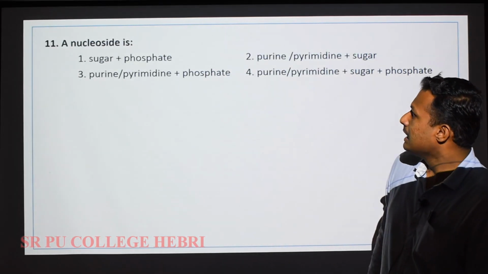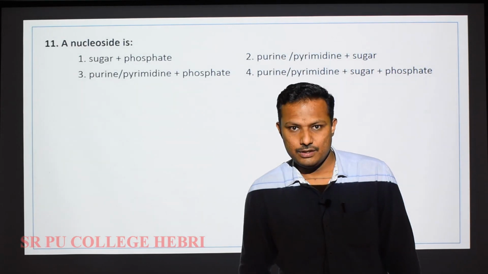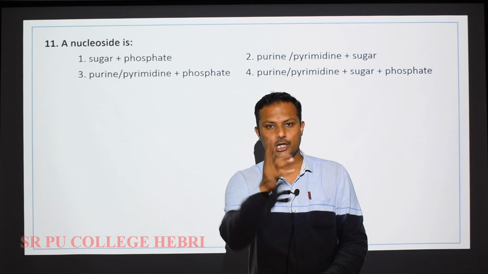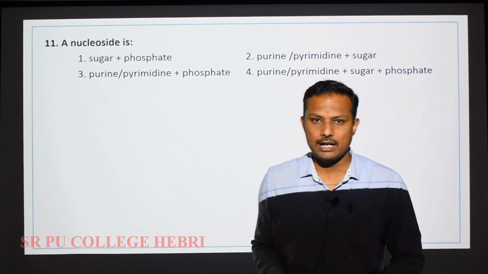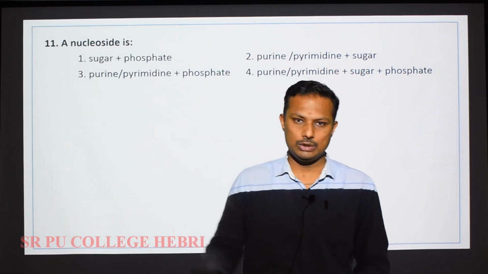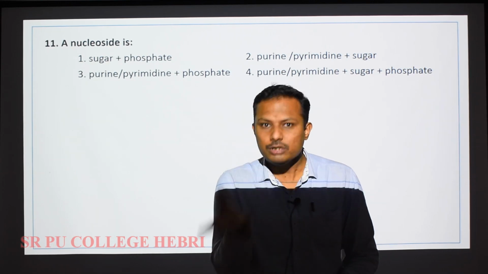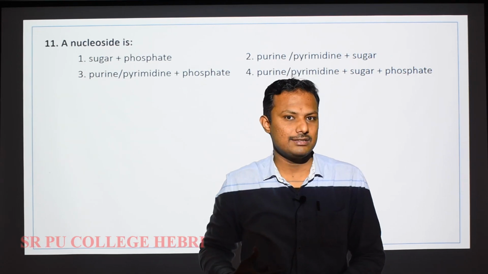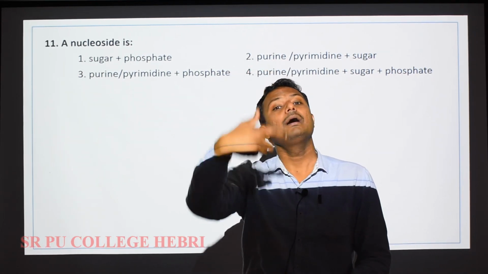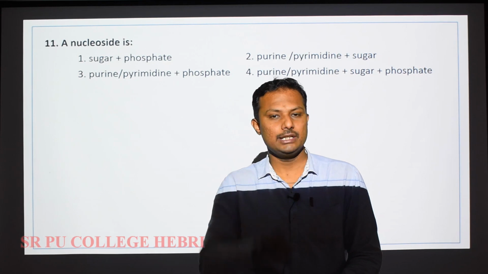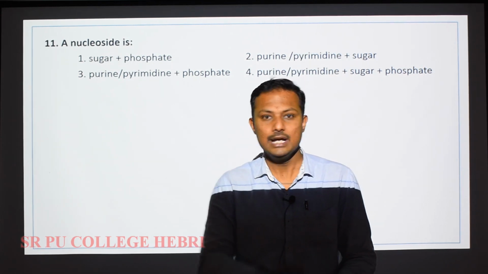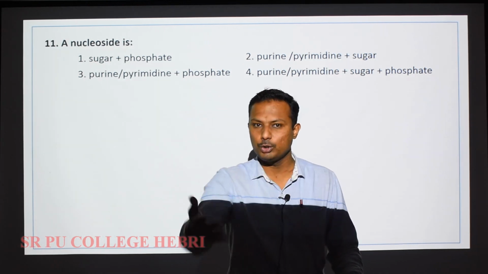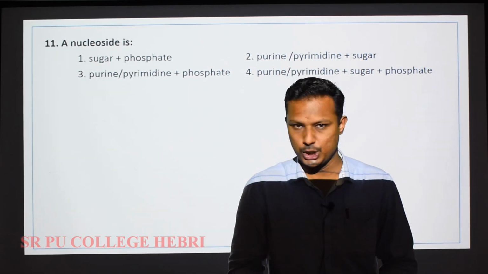11th question. A nucleoside is, see, this is about the nucleic acids. There are two different types of nucleic acids, DNA and RNA, deoxyribonucleic acid and ribonucleic acid. In both of these cases, the backbone of the nucleic acid will be formed by the pentose sugar. There are two types of pentose sugar here. If you are talking about DNA, it will be deoxyribose sugar. If you are talking about RNA, it will be ribose sugar, right?